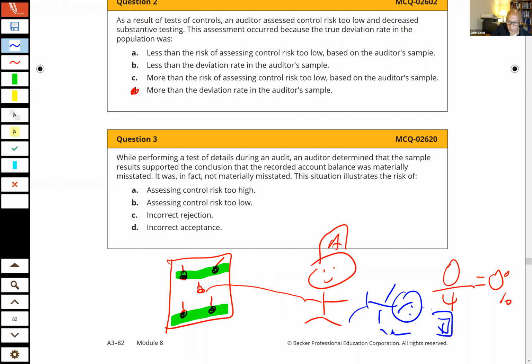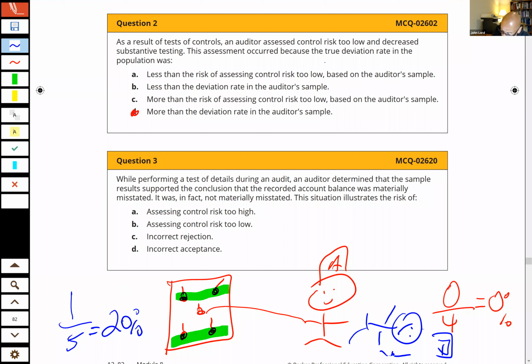Because the true deviation rate in the population was more than the deviation rate in the sample. The sample said 0% when the true deviation rate was 20%, wasn't it? 1 out of 5. So what happened? They made the mistake because the true deviation rate in the population was more than the deviation rate in the sample, right? And if that happens, you're going to assess control risk too low. You're going to make a wrong decision, aren't you?